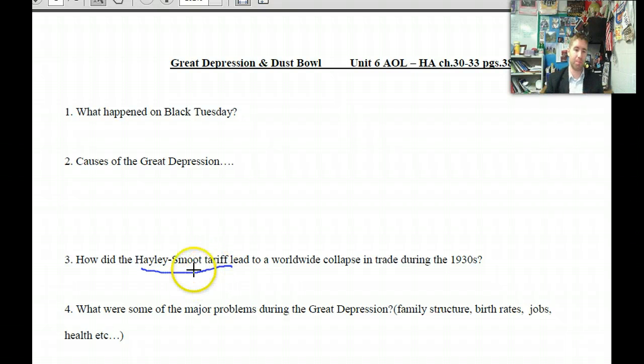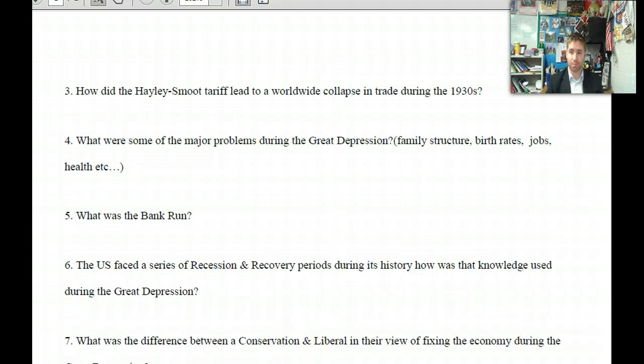And so we have a real problem. When you think about the causes of the Great Depression, foreign markets and foreign competition weren't really the problem. It escalates in the end in that people are not able to buy foreign goods, which causes a problem. So your Hawley-Smoot tariff leads to a worldwide collapse in trade because there's no trade happening back and forth. Major problems during the Great Depression, a variety of things that take place.